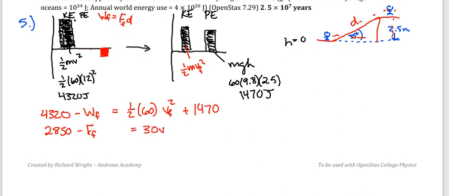1/2 of 60 is 30. So what is this distance? Well, I know the angle is 35 degrees. And I know that sine of an angle is equal to the length of the opposite side over the length of the hypotenuse. So in this case, sine of 35 is equal to the opposite side, the 2.5 meters, over the hypotenuse, which is the distance traveled. And so we've got to solve that. That is 2.5 divided by the sine of 35 degrees. And you get 4.36 meters.